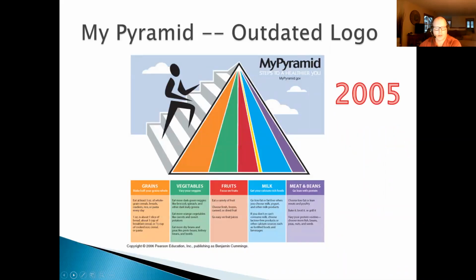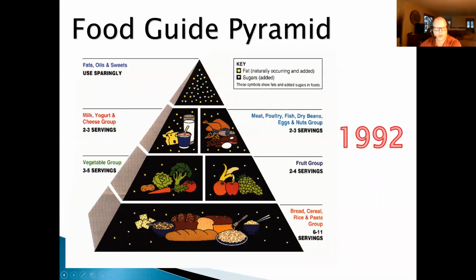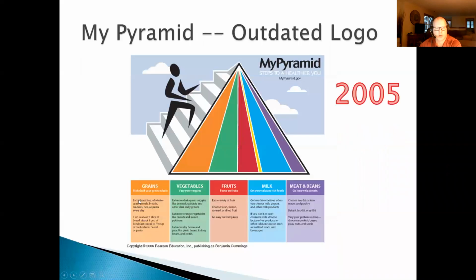So then it moved in 2005 to the My Pyramid, and very similar, as you can see, covering a lot of the same groups. But one thing that is different here is we notice that there's a person on the outside of this. So what we added was physical activity. 60 minutes physical activity a day was important, not just eating healthy.